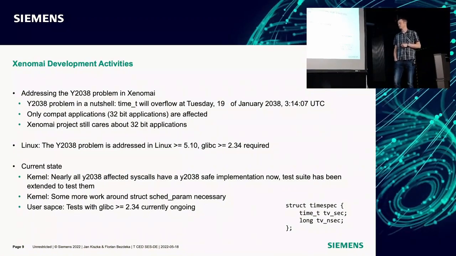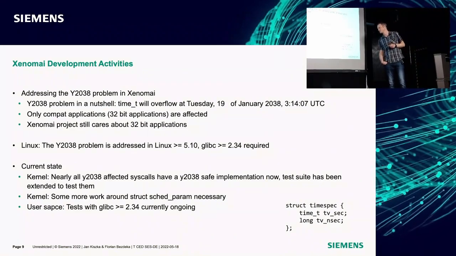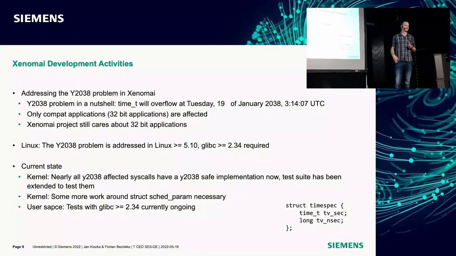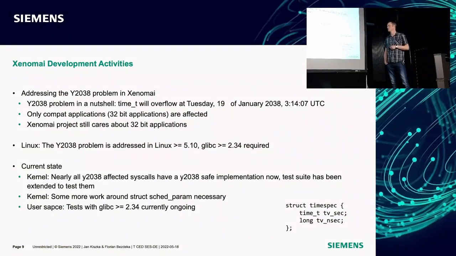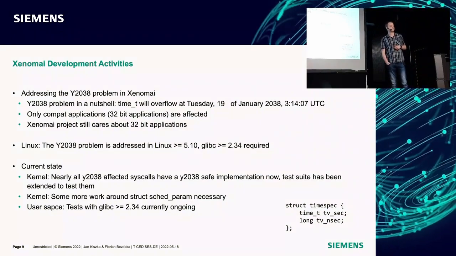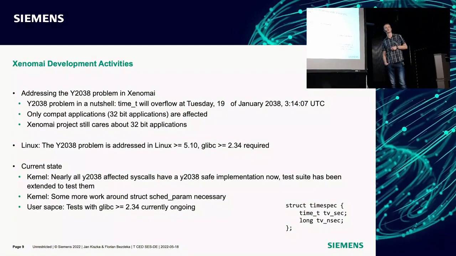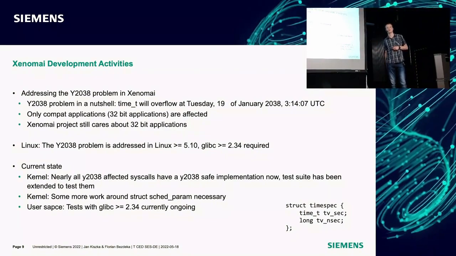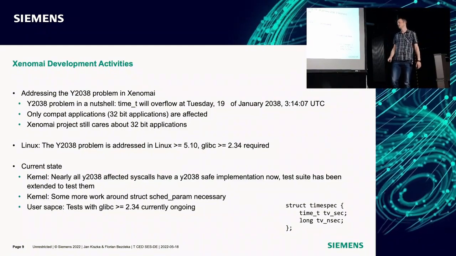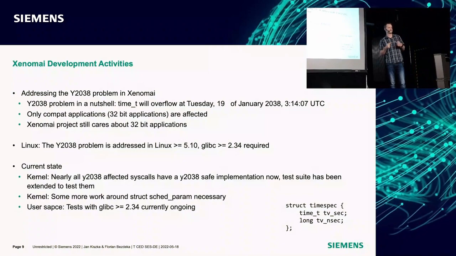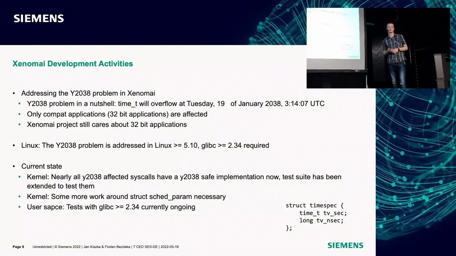For Xenomai, this means we have to do some work at the kernel. Most of it is done. We have one data structure which has some of these affected data structures deeply nested into the API, so it will take some more time to look at that. And for user space, we have an additional challenge. We make heavy use of a linker feature called function wrapping to intercept some library calls, catch them, and route them to the real-time core. We have to check that this function wrapping still works if we tell the C library to use the non-affected APIs.